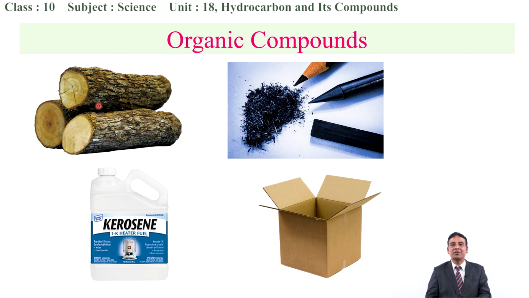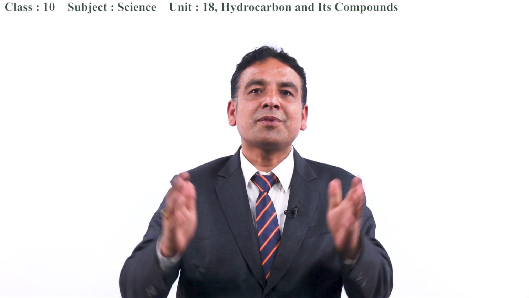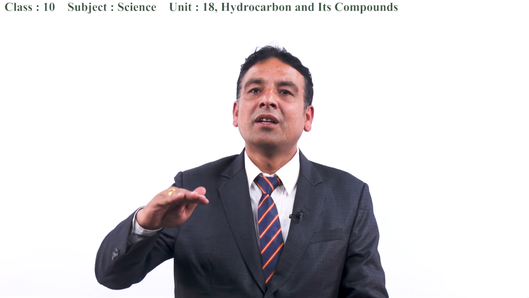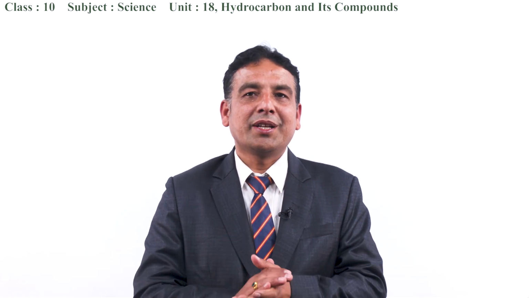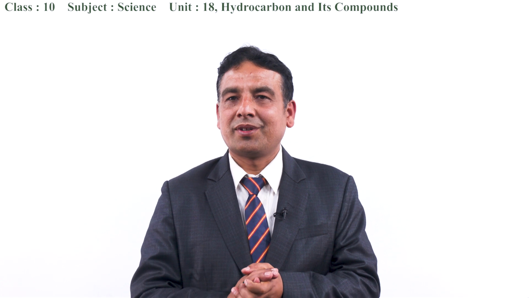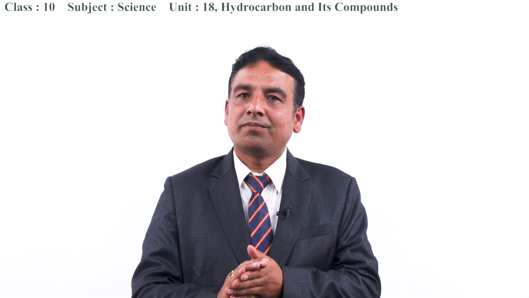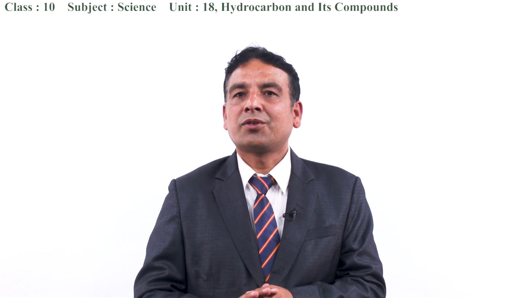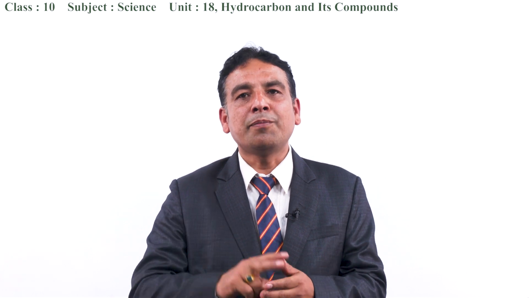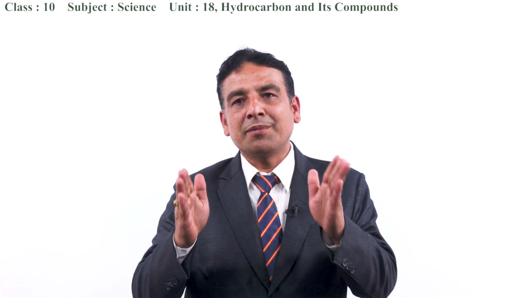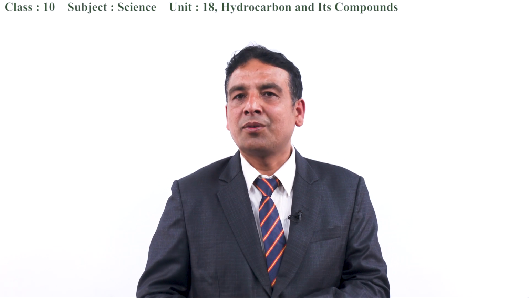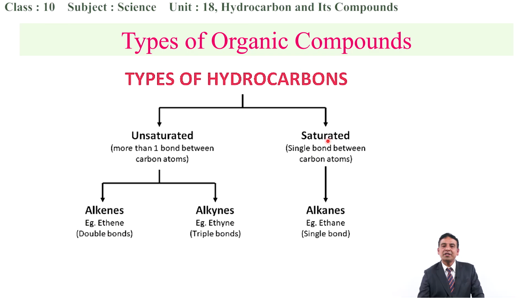Now we are just going to discuss the types of the organic compound, because there are millions of types of organic compounds on the basis of different properties. We are discussing the types of the organic compounds on the basis of the number of bonds present between the carbon atoms. So on the basis of the number of bonds present between carbon and carbon atoms, there are 2 types of organic compounds. They are saturated as well as the unsaturated hydrocarbons.